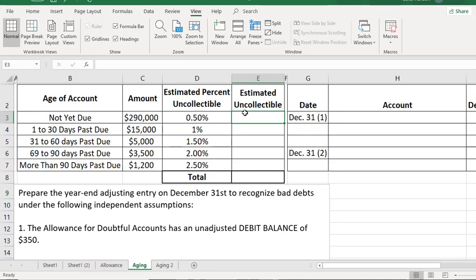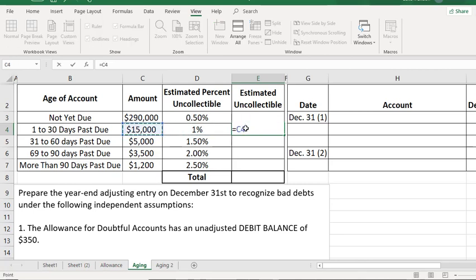And the way we do that is we take the amount, 290,000, and we multiply that by 0.5%, which ends up being 0.005 if you were to convert that to decimal form. And when you do that, you find that this company estimates that $1,450 of the accounts receivable that's not yet due will ultimately be uncollectible. And you can do a similar process to the remaining accounts.